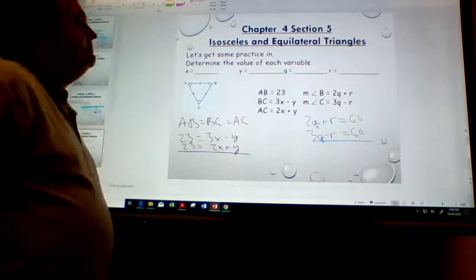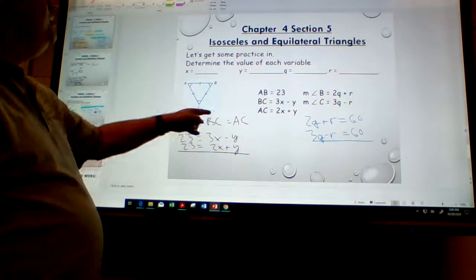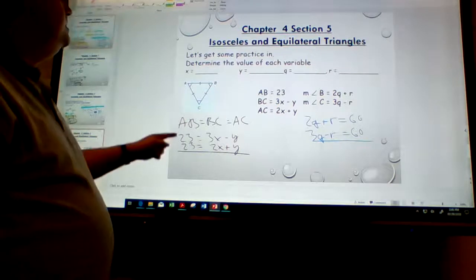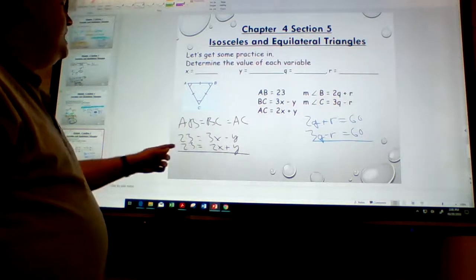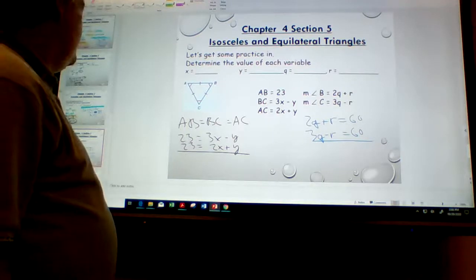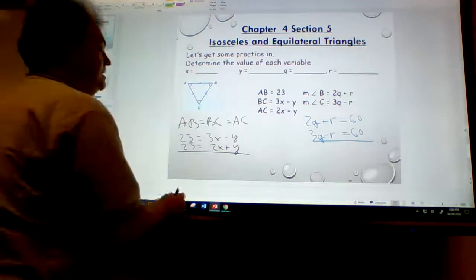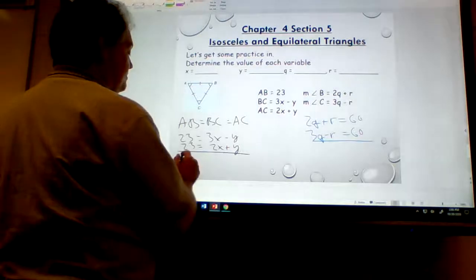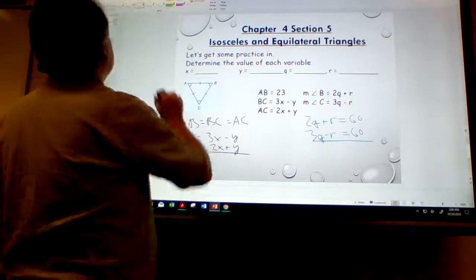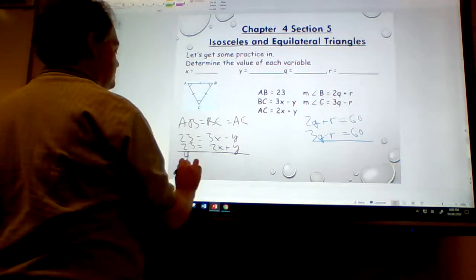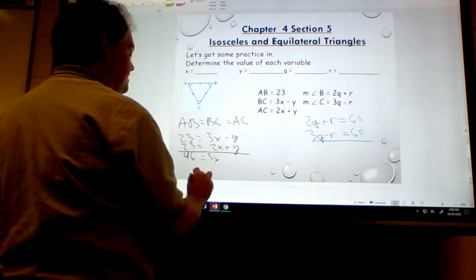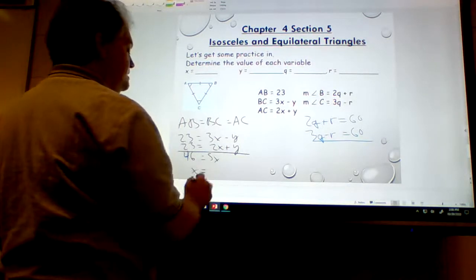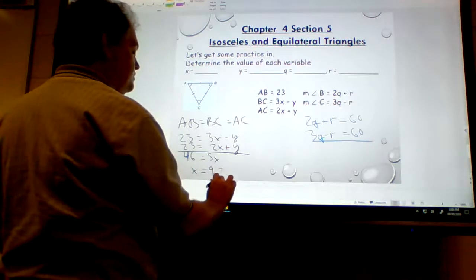Okay, let me show you what I've done so far. It's an equilateral triangle, so all three sides are congruent. So I set 23 equal to 3x minus y, and I set it equal to 2x plus y. And then from there, it's just algebra. Elimination, if you remember from algebra last year. So I got 46 equals 5x, because the y's cancel. So that means that x ends up equaling 9.2.